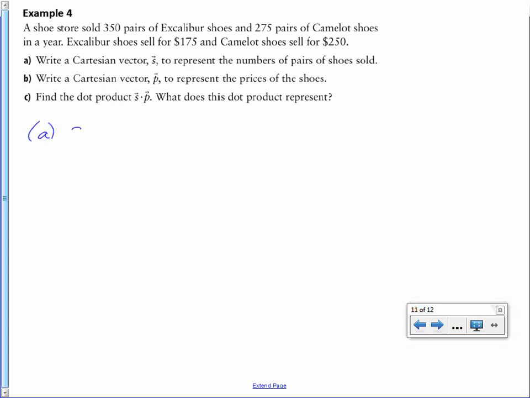So we're going to do the shoe vector. So create a Cartesian vector. They want you to create a vector that has an x coordinate and a y coordinate. In the context of this problem, what are we going to say the x coordinate represents and the y coordinate represents? The shoe store sold 350 pairs of Excalibur shoes and 275 pairs of Camelot shoes. So I have two pieces of information about shoes. There's going to be a price vector, and there's going to be a shoe vector. For the shoe vector, what do you think should go into the x coordinate and y coordinate?